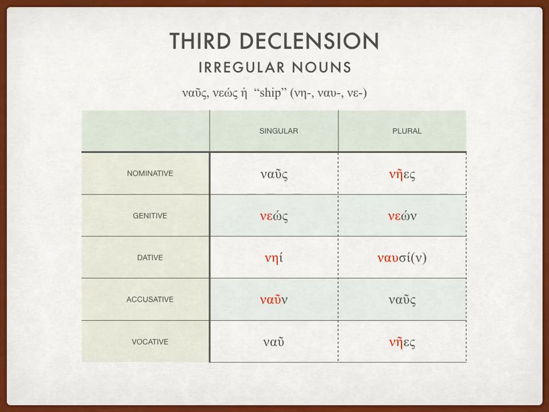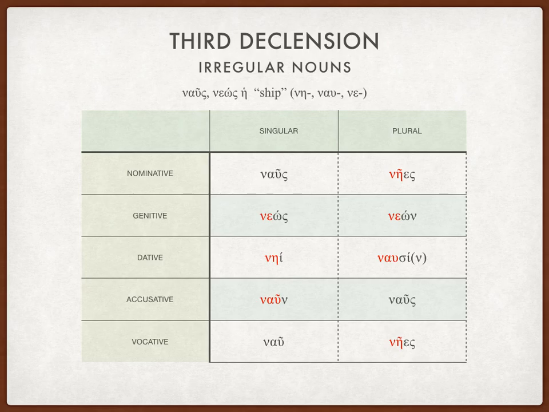The accusative, also irregular, goes to naun instead of using a regular third declension ending. And then finally, if I talk to a ship, I'll say o nau, nau in the vocative down there. Plurals, also irregular. Nothing to do with this chart, but memorize this one, unfortunately.